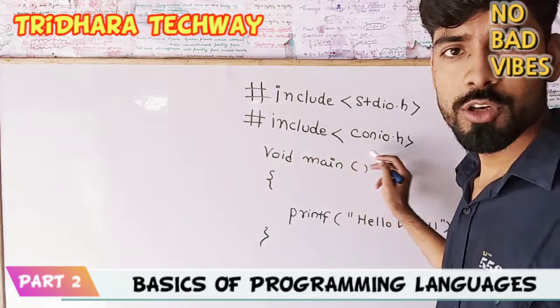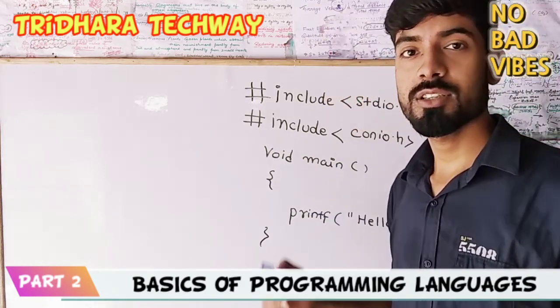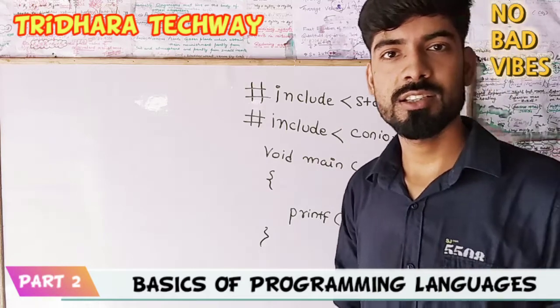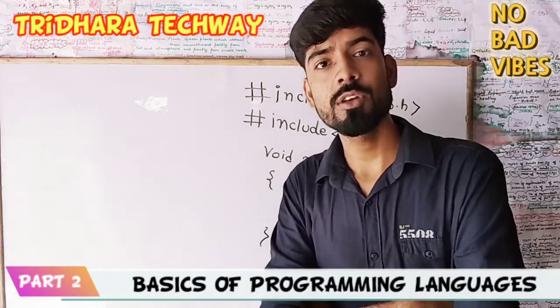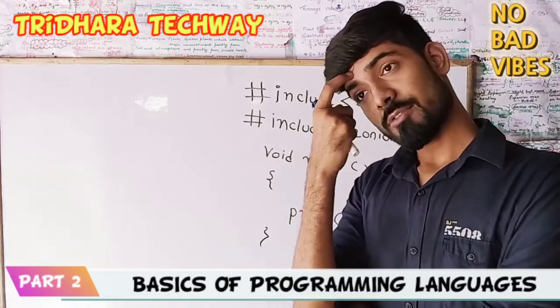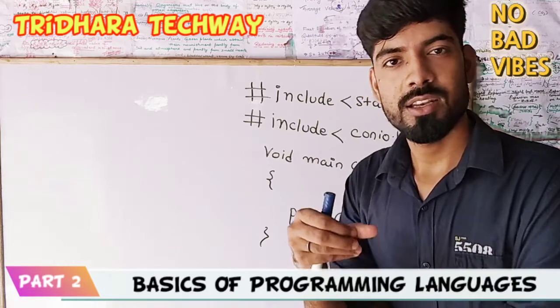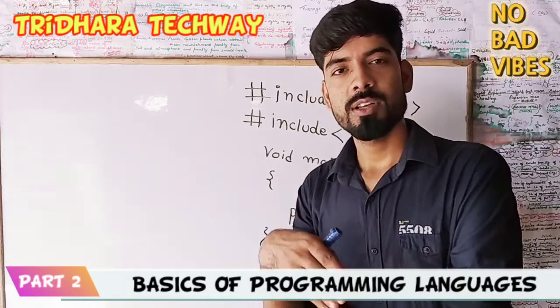#include <conio.h> is used so that we can use a function inside this header file, clear screen, which is known as clrscr. We will be seeing it in the next video. These are used to clear the screen, whatever you will be printing on the screen. After that, you have to clear that screen, so that the next output will be visible.